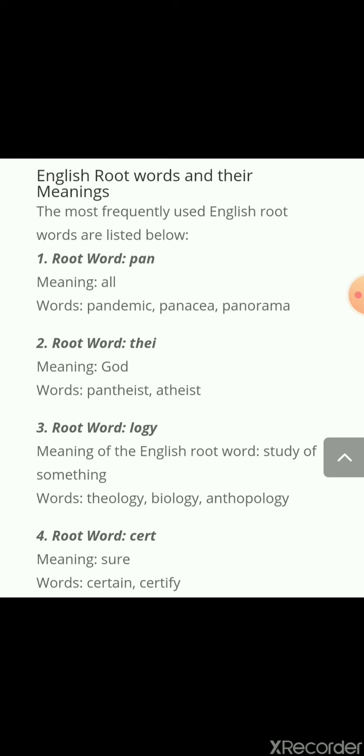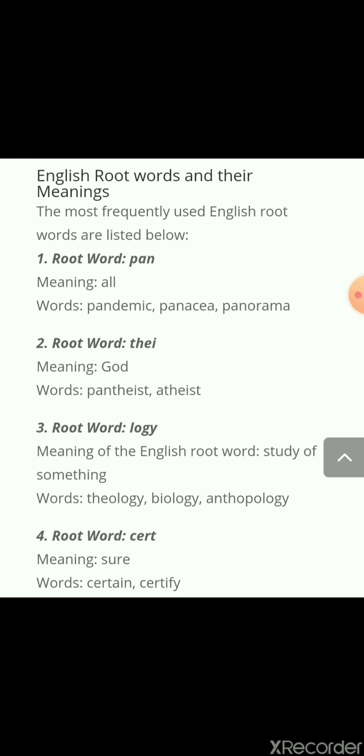Number one, root word pan. Pan means all. Pandemic. Pandemic, you are hearing about this virus pandemic. Pandemic means across the globe. It has spread badly. Panacea, panorama. Pan India. We say it if we talk about some job-related sources, then it's a pan India option. Number two, root word we have is the. The means God. Pantheist, atheist, everything related to the is giving the indication that the word has some meaning of God.